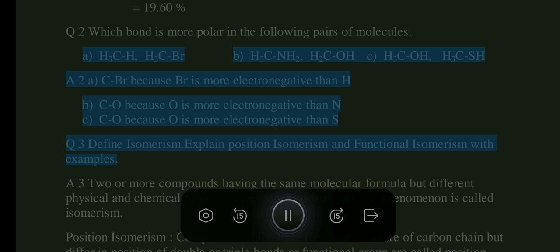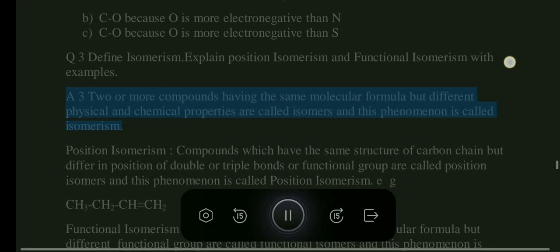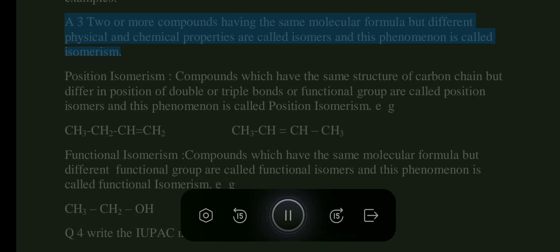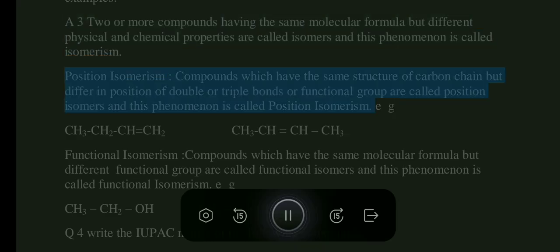Define isomerism. Explain position isomerism and functional isomerism with examples. Two or more compounds having the same molecular formula but different physical and chemical properties are called isomers, and this phenomenon is called isomerism. Position isomerism: compounds which have the same structure of carbon chain but differ in position of double or triple bonds or functional group are called position isomers, and this phenomenon is called position isomerism.